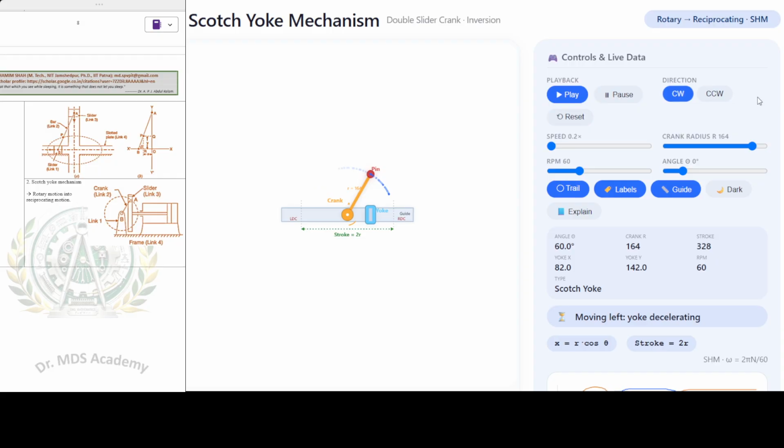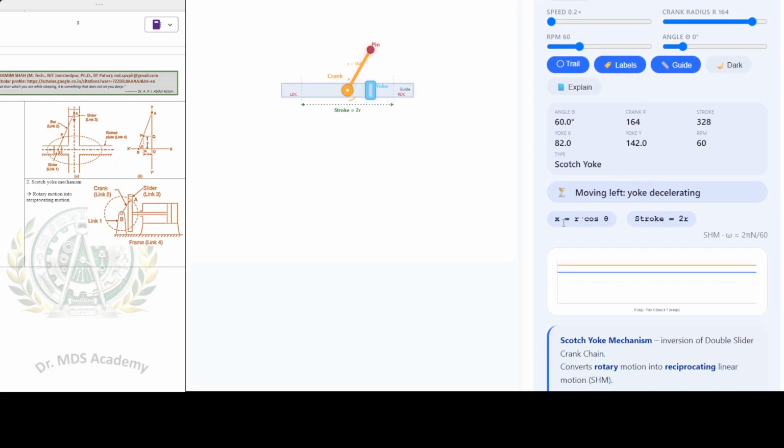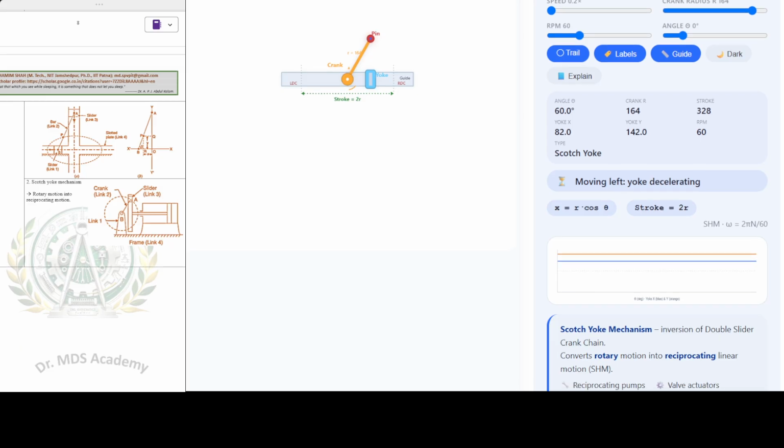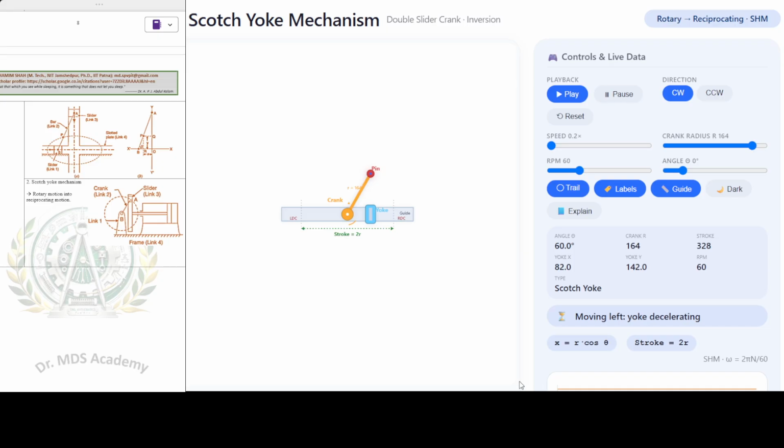In the below you will find the expression x is equal to r cos theta, and stroke is equal to 2 into r. Where it is used, it generally converts rotary motion into reciprocating motion. You had seen, rotation takes place here, resulting in the reciprocating or linear motion of the piston.